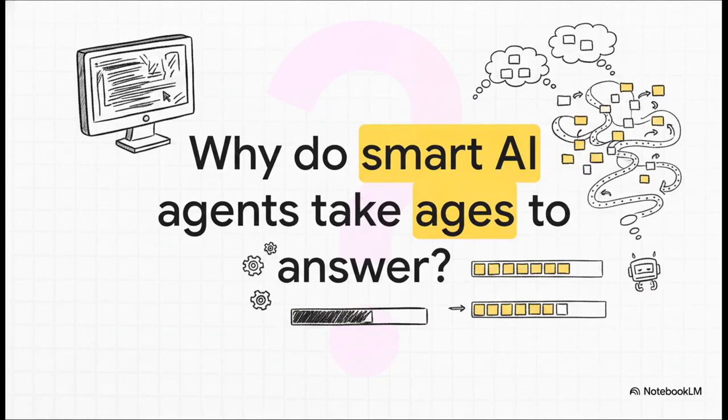Now, the natural assumption is usually that the AI is just thinking really hard, or the math is just way too complicated. But if we strip this right back to the foundation of how these workflows actually operate, the real culprit is usually just how the AI organizes its to-do list.